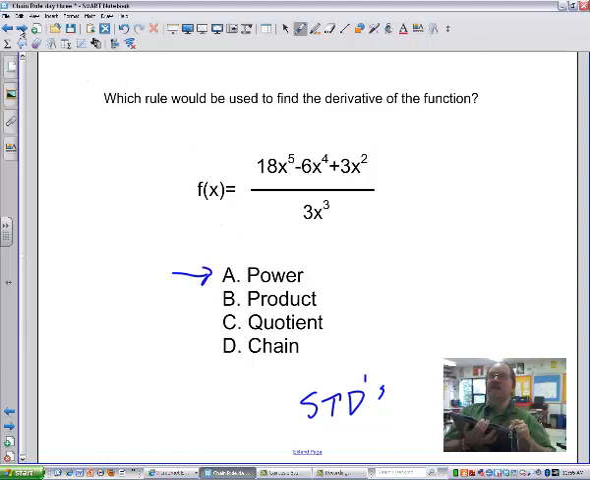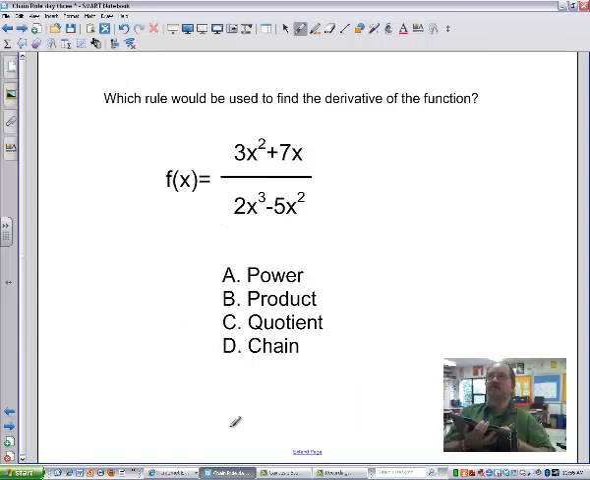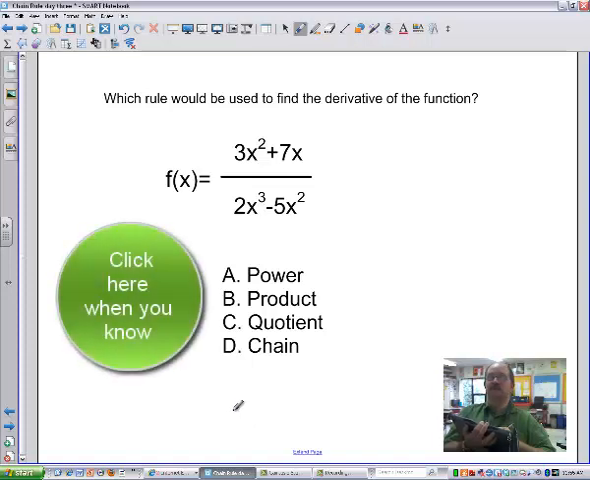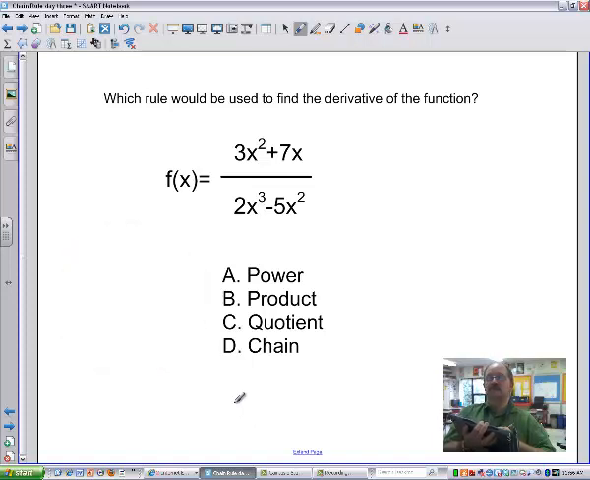Alright, so next one. How about that one? How many people said the quotient on this one? That would be a good guess. The quotient rule would be a delightful thing to use here. It would get you through ho-de-hi minus hi-de-ho over ho-ho, that sort of thing would get you there. And of course, within the quotient rule, we would certainly be using our power rule as we go.